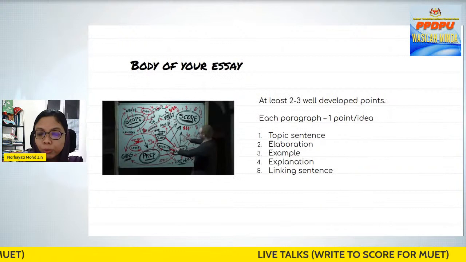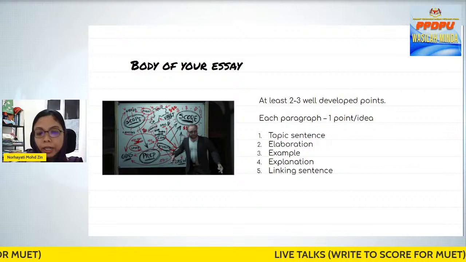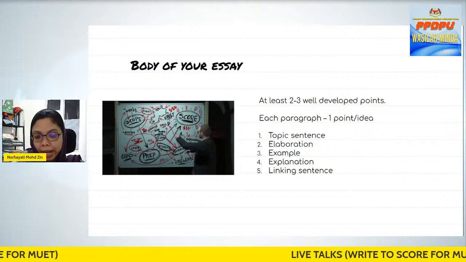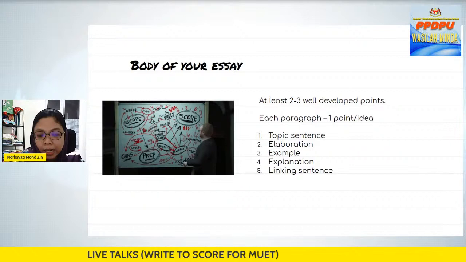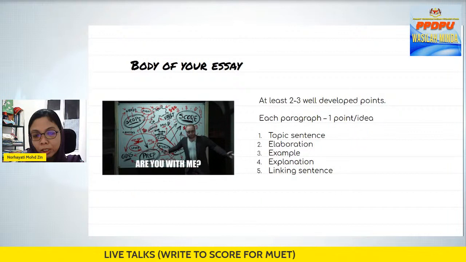Now, how do you define a well-developed point? Okay, one, you must have a topic sentence, that means your main idea. Then you elaborate on your main idea. You give an example. You explain your example, yeah? And then you will try and have a linking sentence, so that when we read from one paragraph to another, there's continuity. The flow is there. Okay, you don't want to be jumping from one paragraph to another. Your reader will get confused. So make sure that there's a nice transition moving from one paragraph to another.